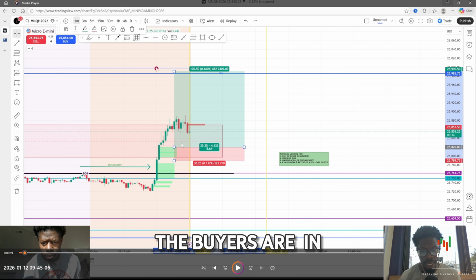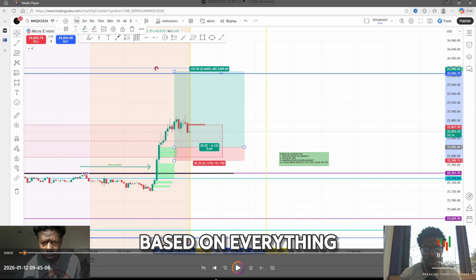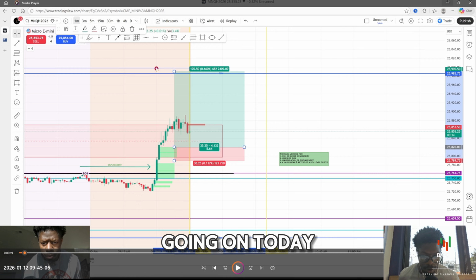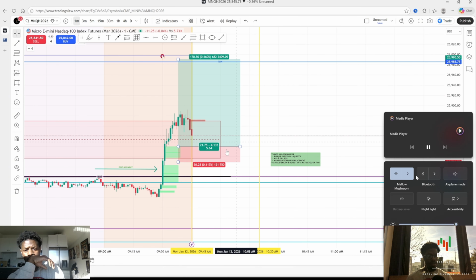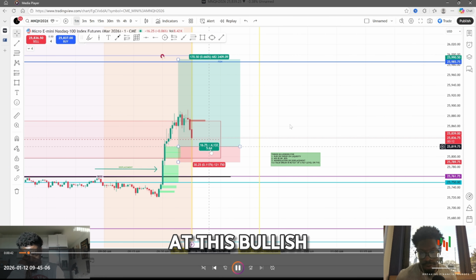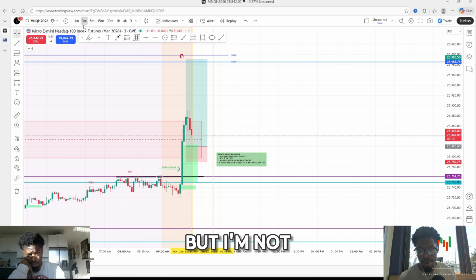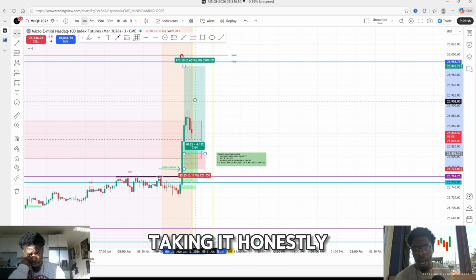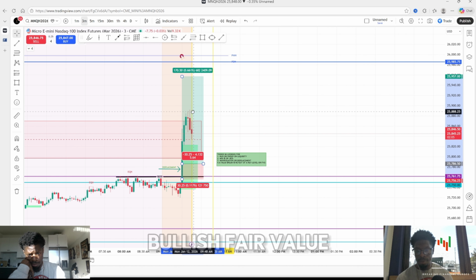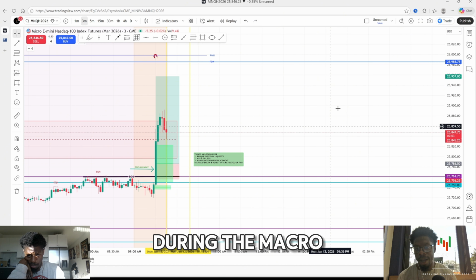I believe that the buyers are in, and I want to go long based on everything that I just indicated. So that's what's going on today. Now I'm looking at this bullish fair value gap, but I'm not really interested in taking it, honestly, because I'm looking for a fresh bullish fair value gap to form during the macro.